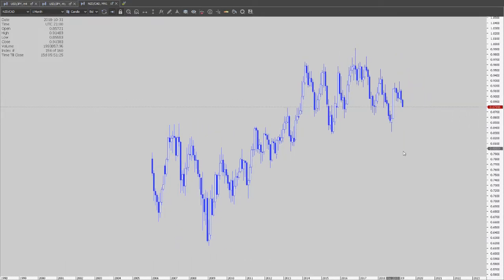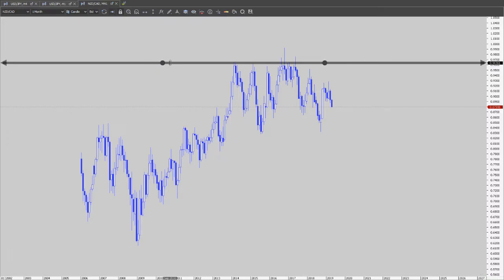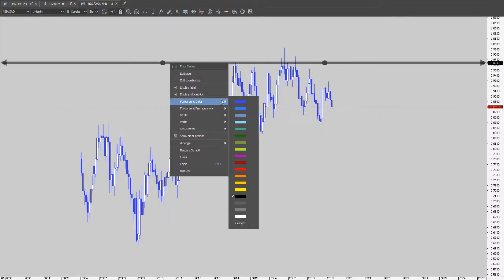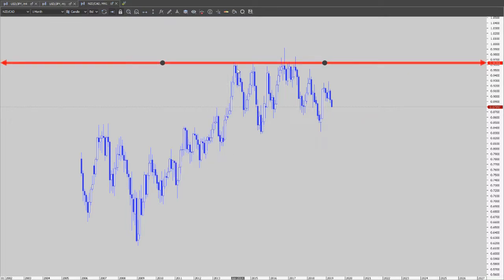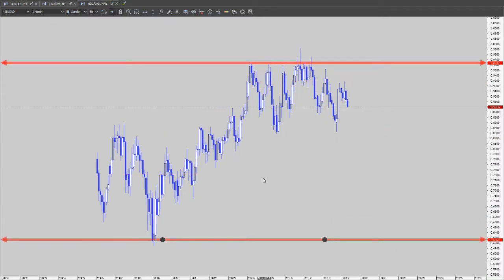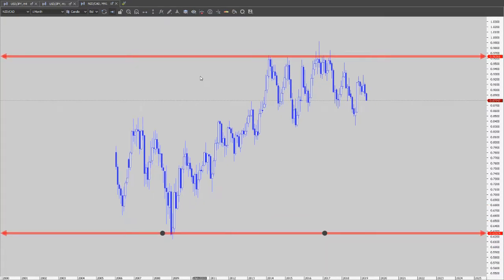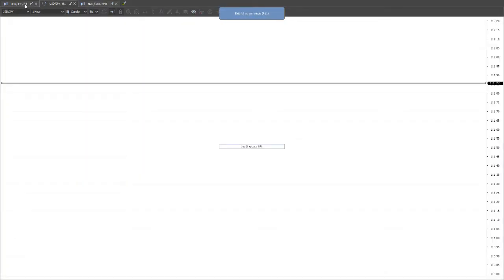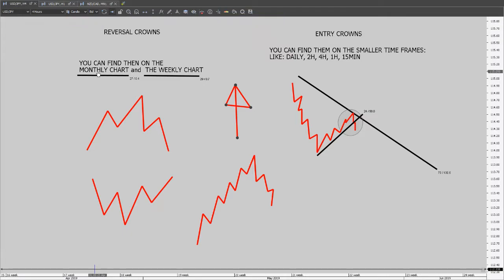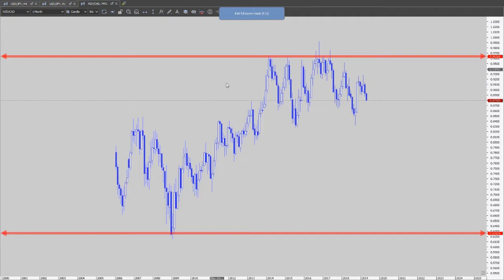So the forex market is a financial game, for lack of a better word, between two countries. Governments have contracts because of the imports and exports. And the reason why the reversal crowns are only on the monthly and the weekly chart is because of what is important for the buyers, for the trader. This is what is important.